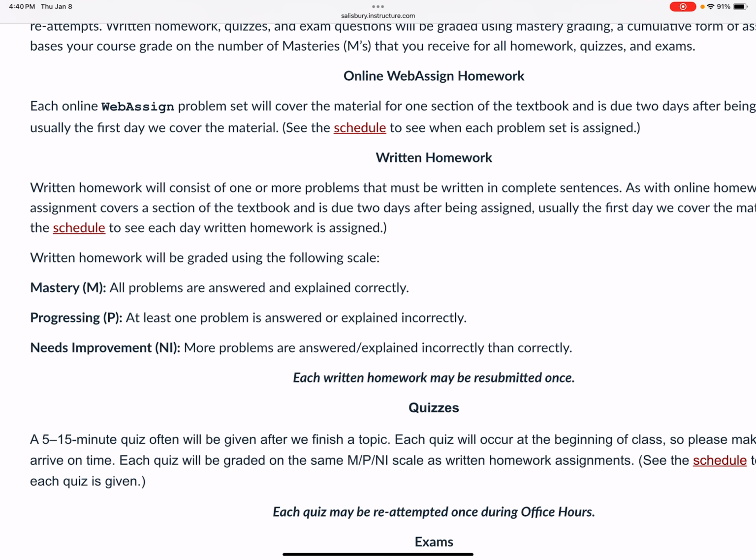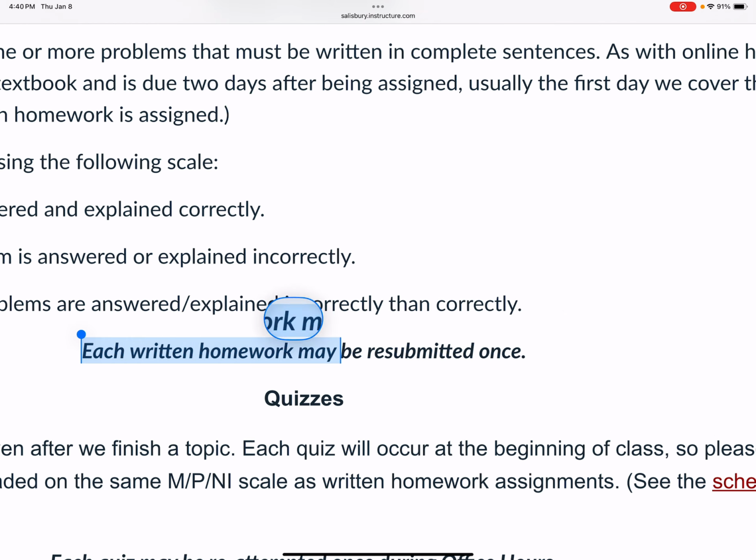But each written homework may be resubmitted once, whenever you want. I don't want you to just get the grade and be done with it. If you didn't understand something, I want you to work extra hard, understand it, and resubmit it, and get that full grade, that mastery that you deserve.